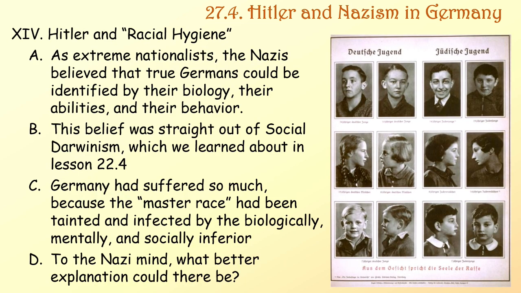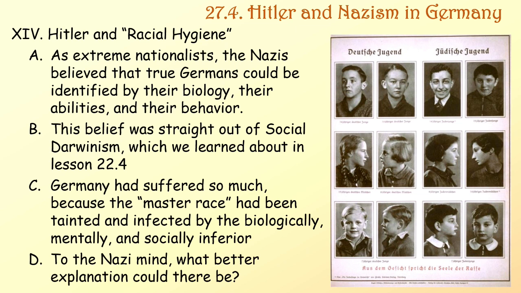Hitler and racial hygiene. As extreme nationalists, the Nazis believed that true Germans could be identified by their biology, their abilities, and their behavior. This belief was straight out of social Darwinism, which we learned about in Lesson 22.4.